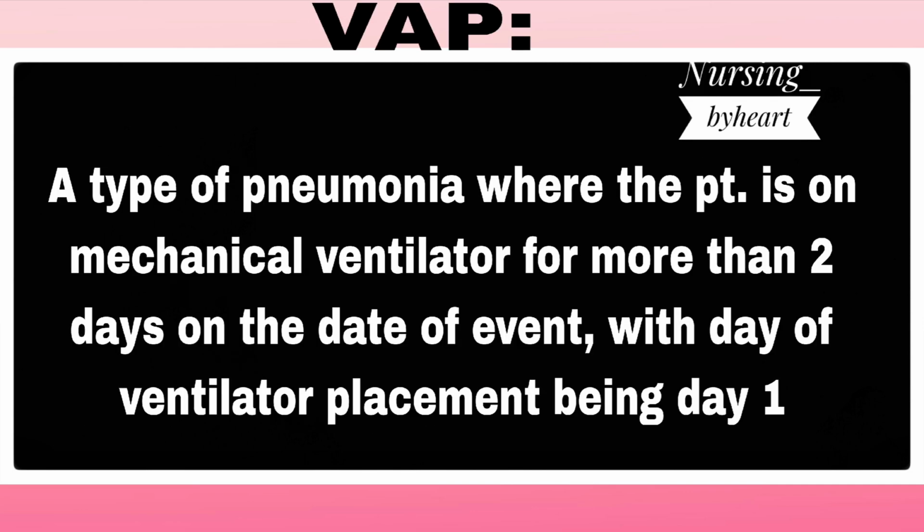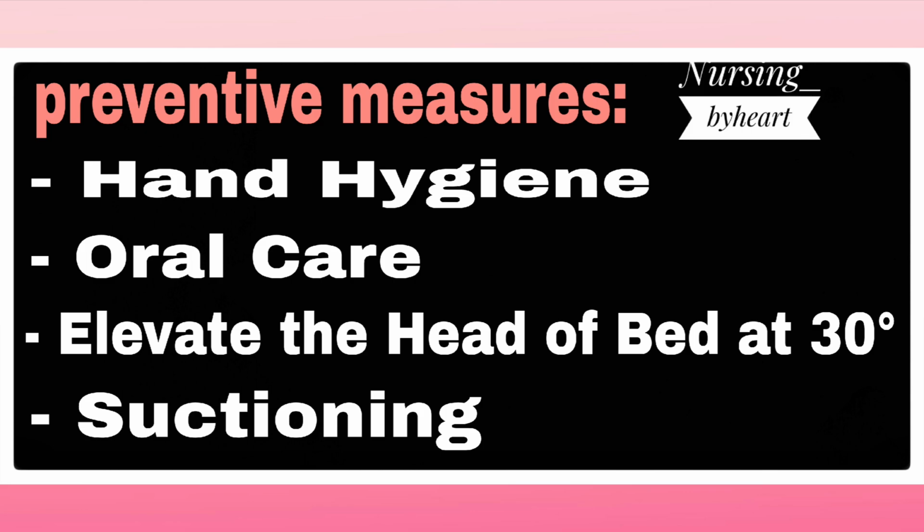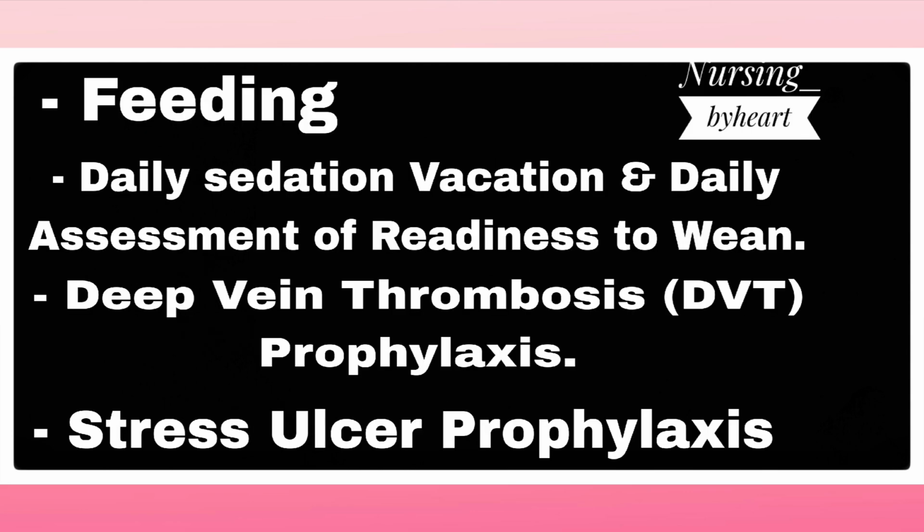Next is VAP, ventilator-associated pneumonia, a type of pneumonia where the patient is on a mechanical ventilator for more than 2 days on the date of event, with the day of ventilator placement being day 1. Preventive measures are hand hygiene, oral care, elevate the head of the bed at 30 degrees, suctioning if fluid is present, proper feeding, daily sedation and assessment of readiness to wean. Check for DVT, deep vein thrombosis prophylaxis and stress ulcer prophylaxis.